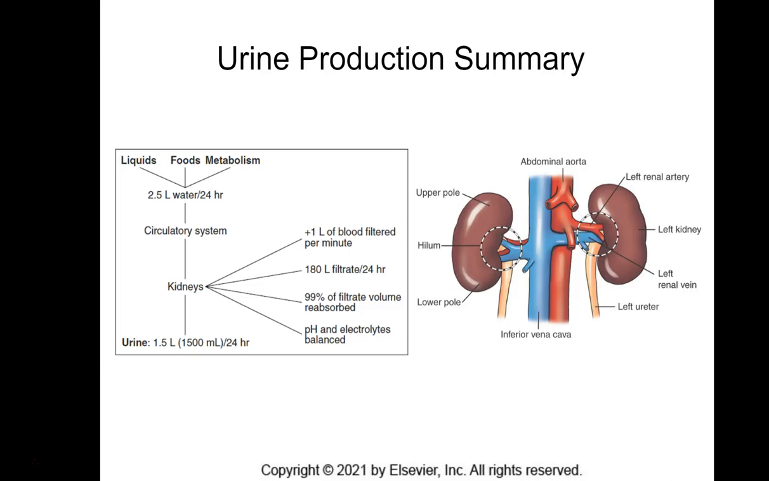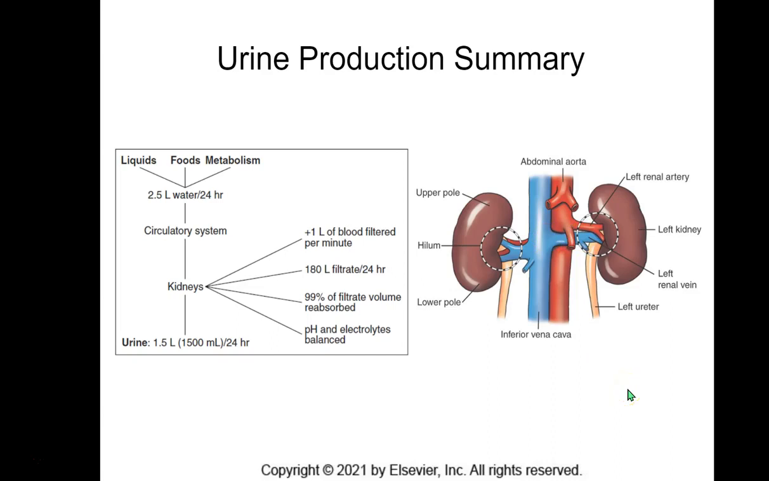kidneys. In fact, at rest, more than 1 liter of blood flows through each kidney every 60 seconds, which results in the removal of about 180 liters of filtrate from the blood every 24 hours. The kidneys are very busy filtering our blood. More than 99% of this filtrate volume is actually reabsorbed by the kidneys and returned to the bloodstream via the renal veins.